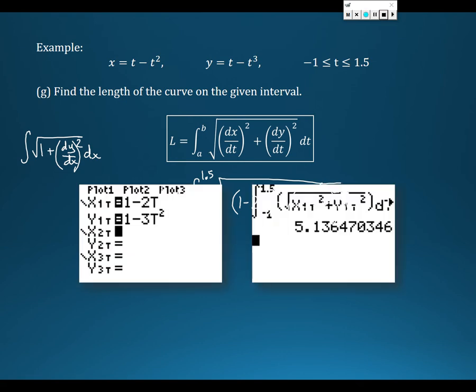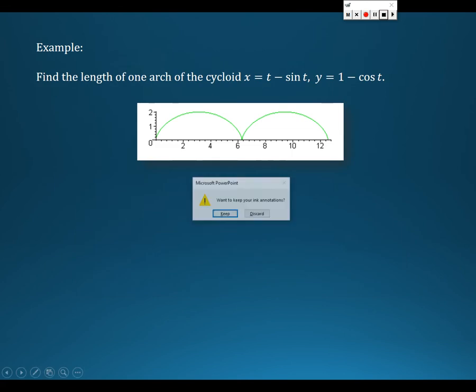Oh, there we go. 5.136, if you want to write that down, is what you got. Notice that if you're working in parametric coordinates on your calculator, you can just use, from your variables menu, these two values if you want. You know, if you plug these into the derivatives into x and y. Let's not do that.